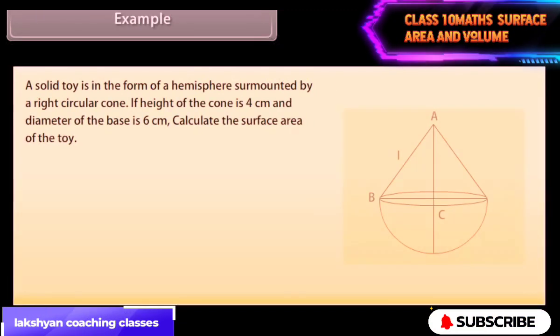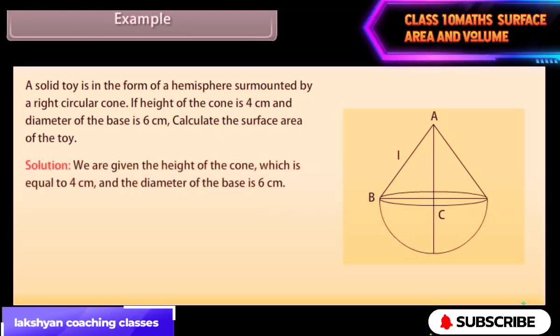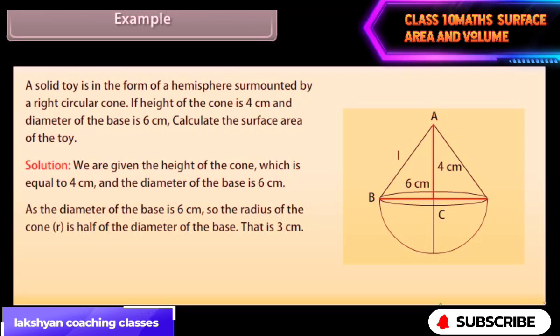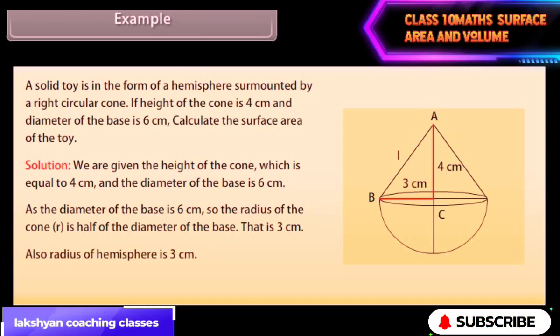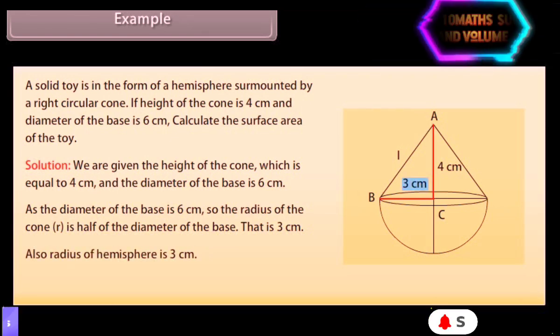Example. A solid toy is in the form of a hemisphere surmounted by a right circular cone. If the height of the cone is 4 cm and diameter of the base is 6 cm, calculate the surface area of the toy. Solution. We are given the height of the cone, which is equal to 4 cm, and the diameter of the base is 6 cm. As the diameter of the base is 6 cm, so the radius of the cone r is half of the diameter of the base, that is 3 cm. Also, radius of hemisphere is 3 cm.